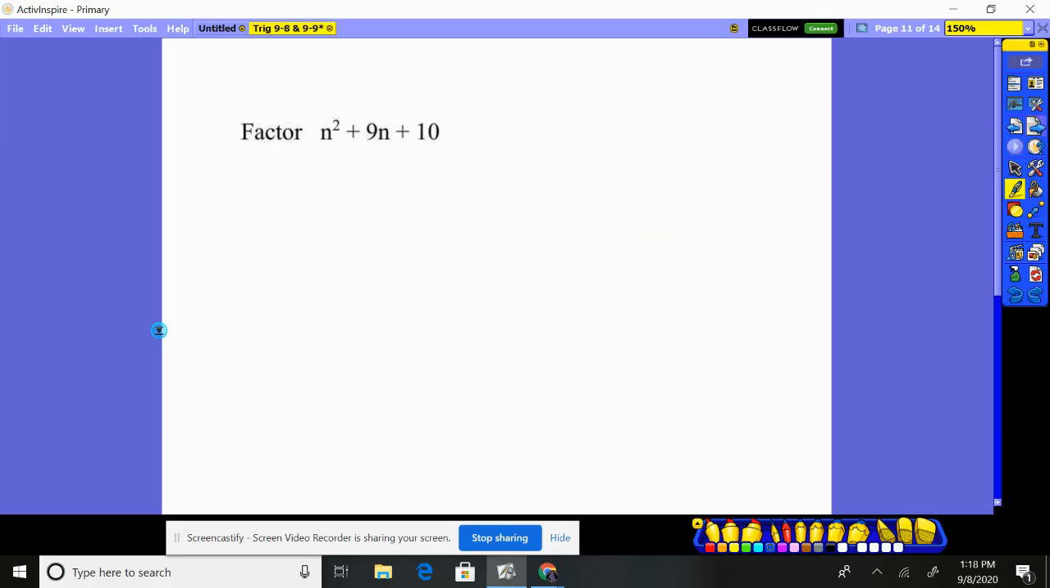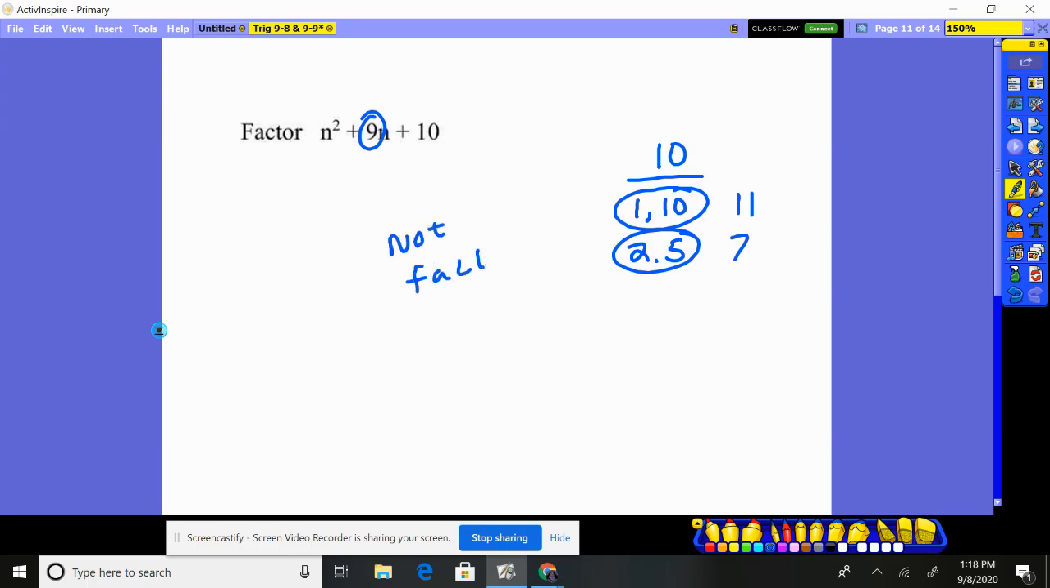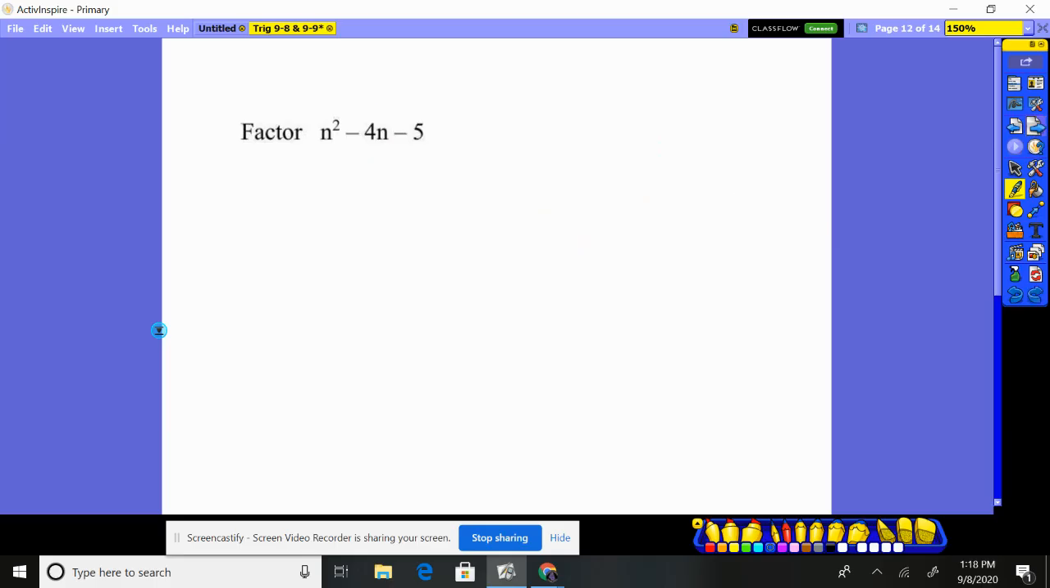What if we have to factor this? Well, you have 10. 1 times 10, 2 times 5. The sum of those is 11. Sum of those is 7. None of them is a 9. Therefore, this is not factorable. You can't factor it. It doesn't break down into the product of two binomials. So it can't be done. That's going to happen sometimes.